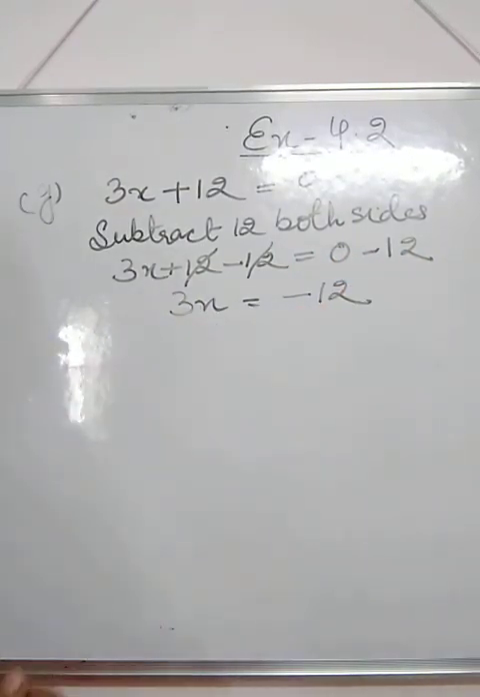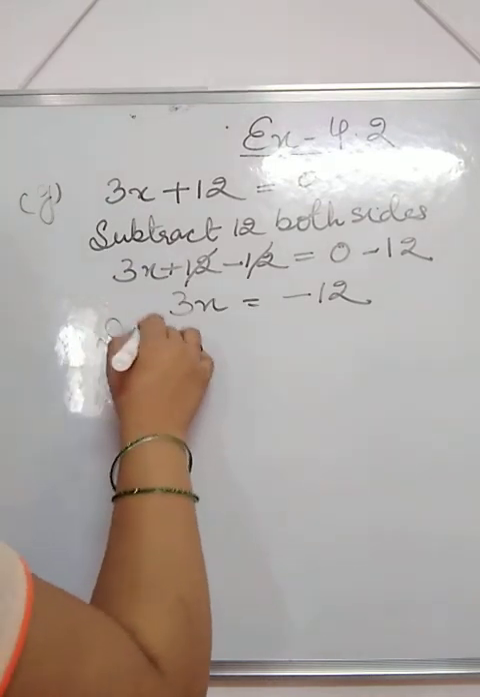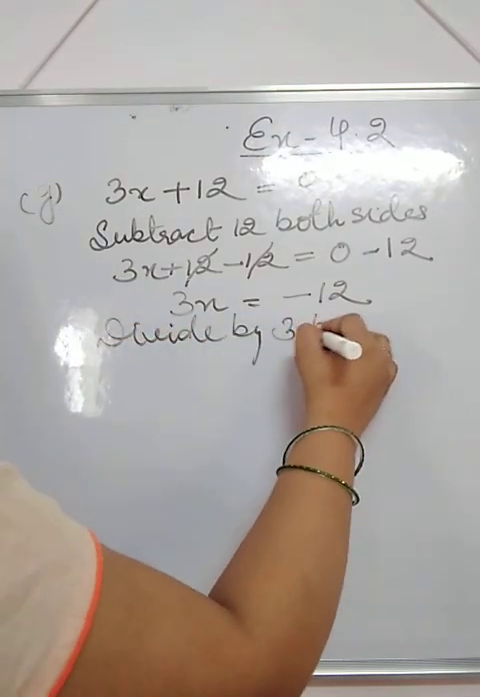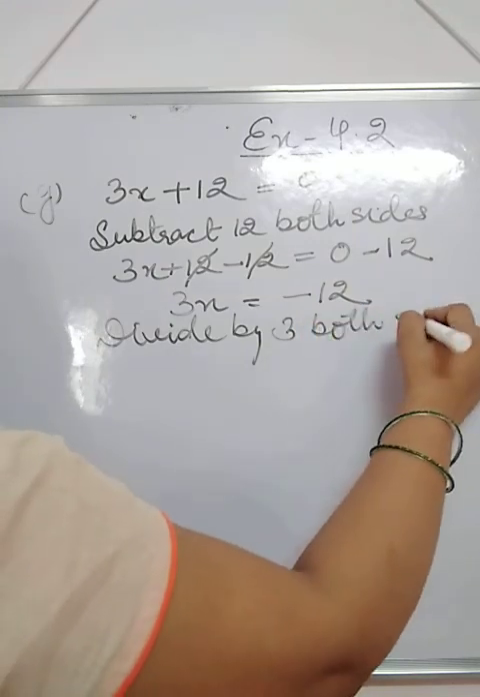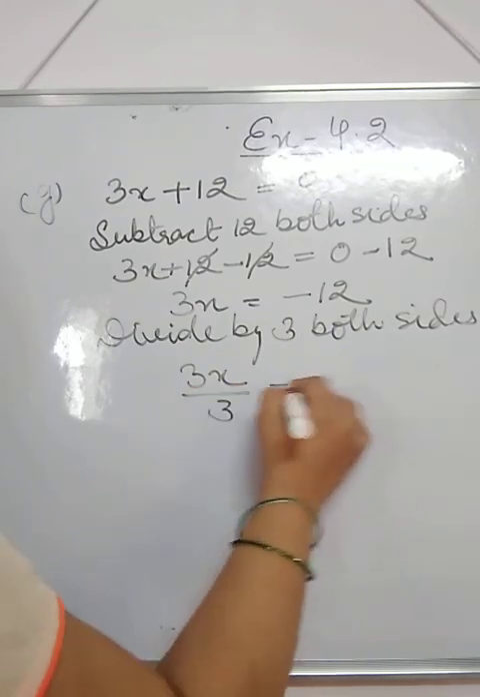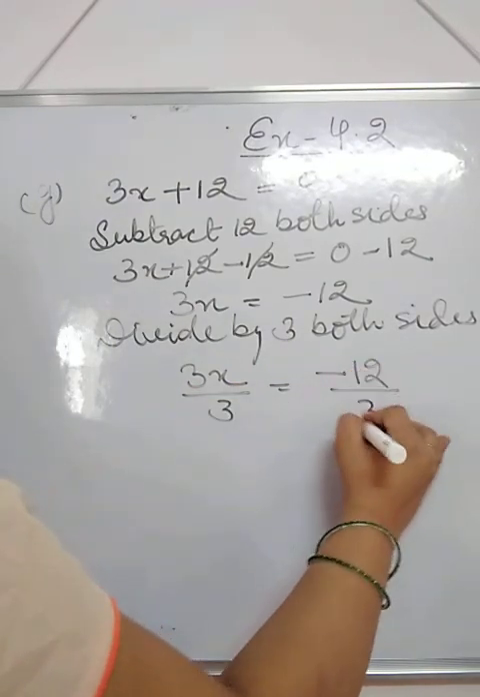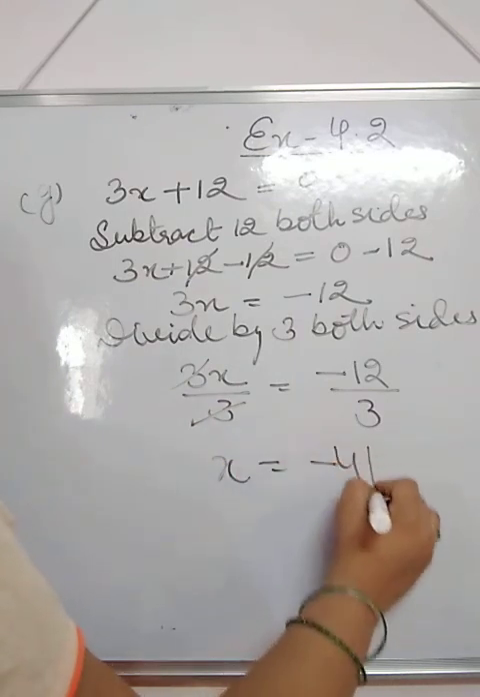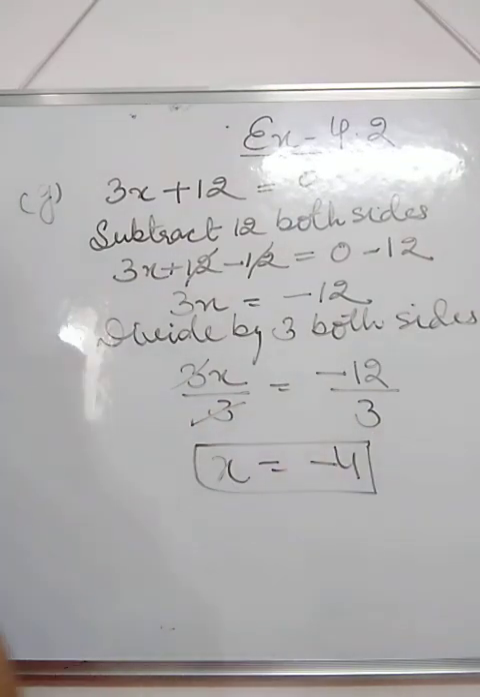Now 3 is in multiplication with the x, so we will divide it by 3. Divide by 3 both sides. 3x upon 3 is equal to minus 12 upon 3. This 3 is cancelled with this 3. Now x is equal to minus 4 is the solution of this equation. In this manner you can do the rest of the parts of this question.